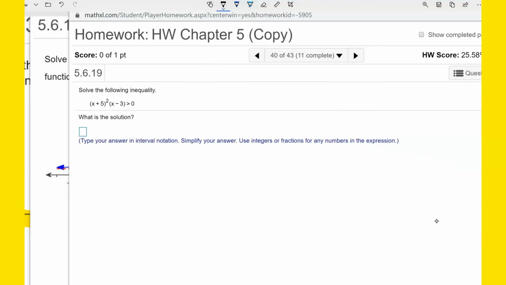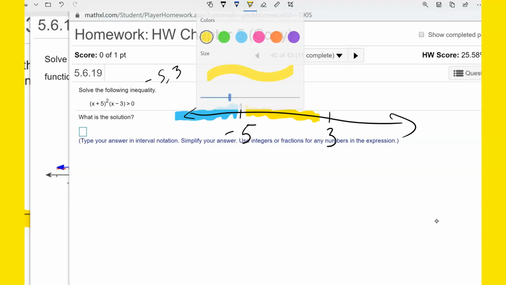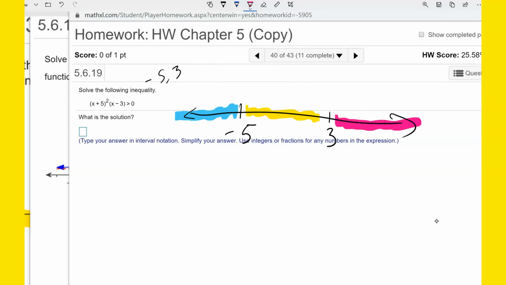And that is we can just put the zeros -5 and 3 on a number line. -5 and 3. And then we can just test values on the number line that are in these regions. Let's say I have a region here, another region here, and a third region here, right? The regions are broken up by the -5 and the 3.